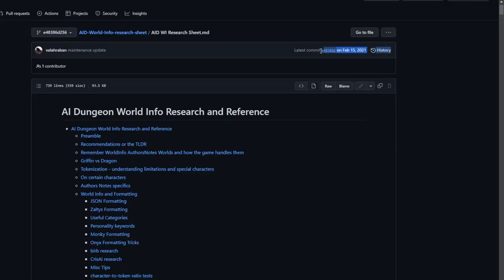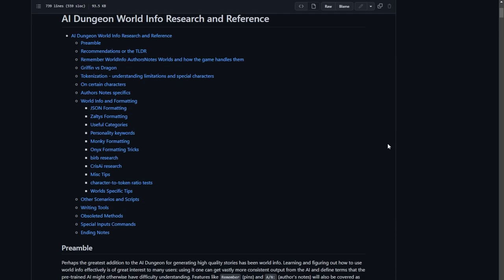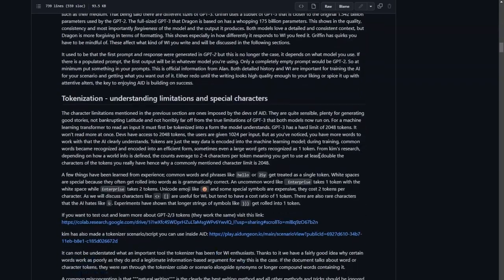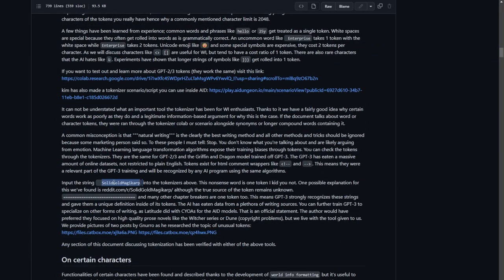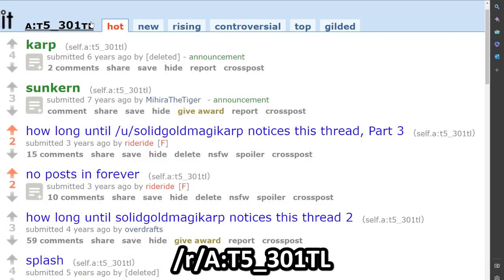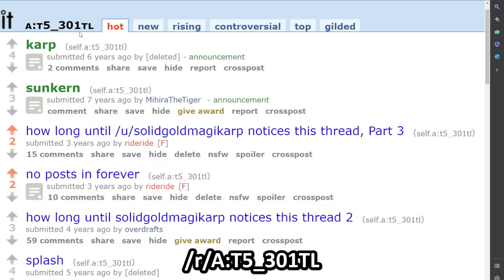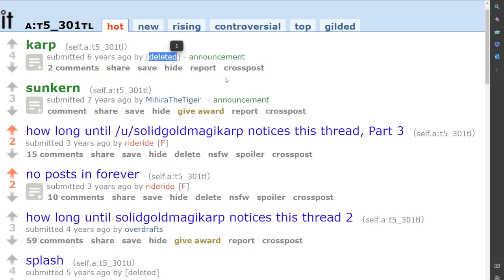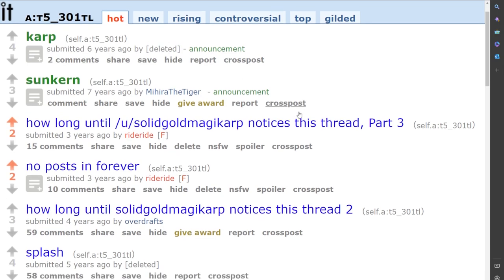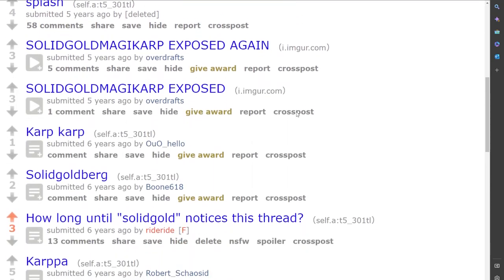Interestingly, these tokens have been an issue for quite some time. 2 years ago, in February 2021, GitHub user Valaraban wrote about some tips and research regarding AI Dungeon, perhaps being the first to publicly talk about the strange SolidGoldMagikarp token, even pointing out it has a space in it. This user found SolidGoldMagikarp has his own subreddit, which has since been renamed to r/a:T5_301TL, following a site-wide name purging of inactive subreddits. It's worth noting that around May 2020, SolidGoldMagikarp deleted his account.